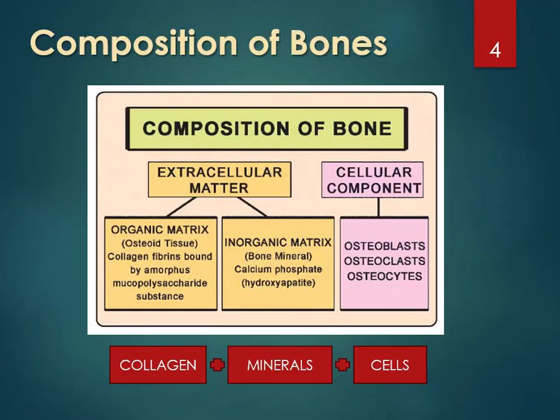Bone is made up of extracellular matrix, because remember it's connective tissue. That includes the matrix, collagen fibers mostly, which is the organic part, and the inorganic or mineral part, which is calcium phosphate, which makes the matrix hard. Okay, so bones are very solid. The cell components include the osteoblasts and osteoclasts, or sometimes generally referred to as osteocytes, bone cells. The collagen plus the minerals plus the cells make up the bone tissue.